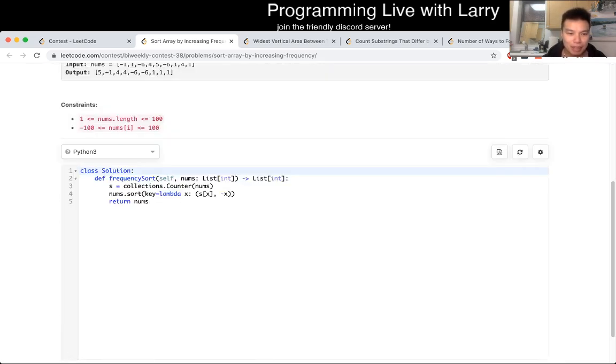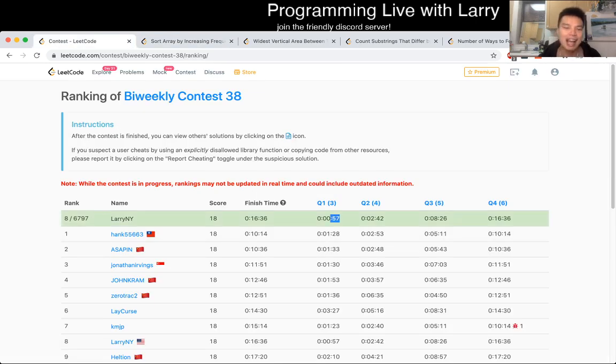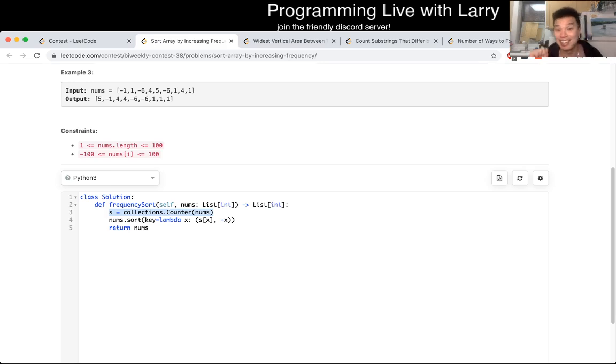But basically, I put everything in a counter, and you could use a hash table and just go number by number and increment it in the hash table. Obviously, it takes a little bit more coding. I solved this during the contest in about 57 seconds, and you could watch this afterwards live while I solved it during the contest.